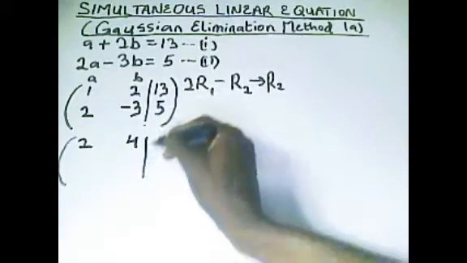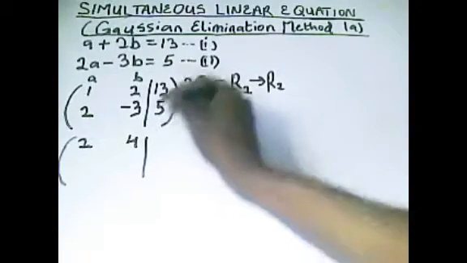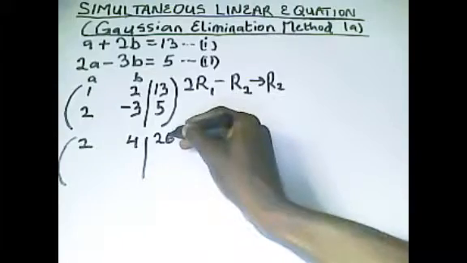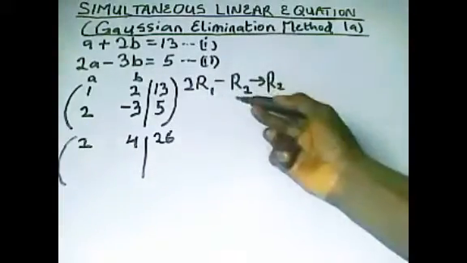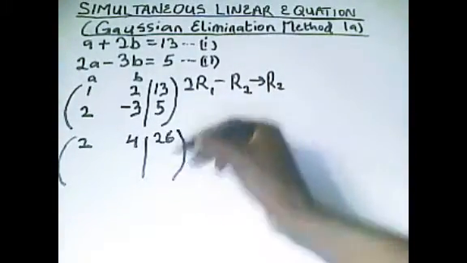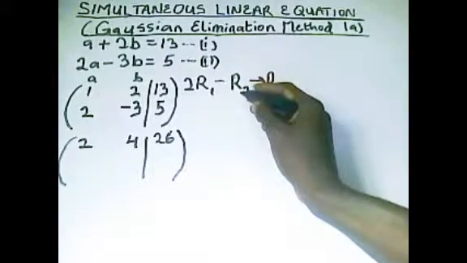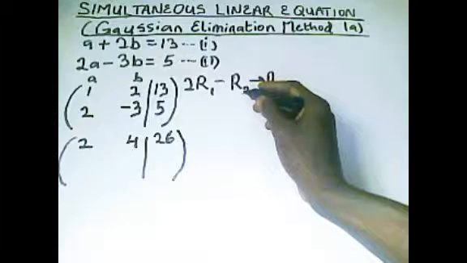Then we put up our result value. 2 times 13 will give us what? 26. So it's as though we are repeating our elimination method. Okay, that is the idea behind this. Now we have to subtract that after we've gotten the value for the second row.